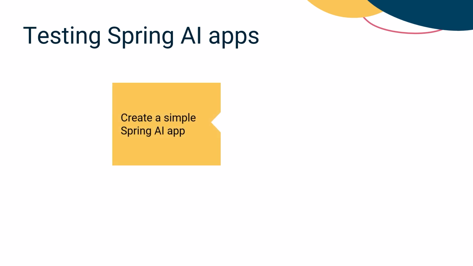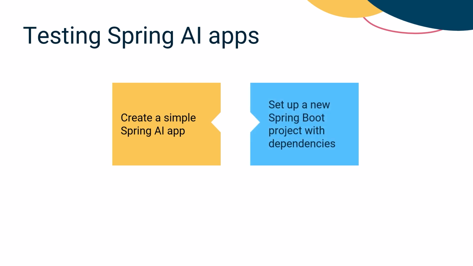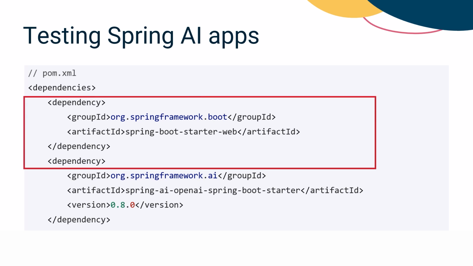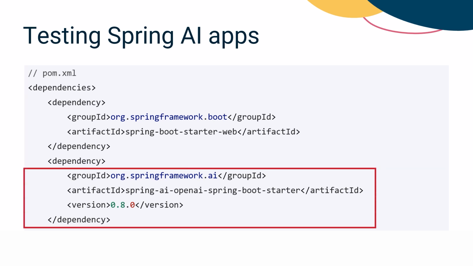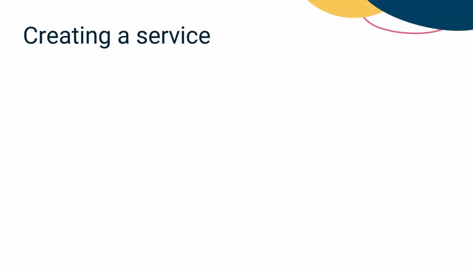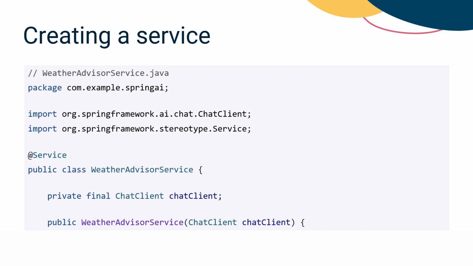To demonstrate how to test Spring AI applications, let's start by creating a simple Spring AI application that uses OpenAI. This will give us something to test later. First, set up a new Spring Boot project with the necessary dependencies. This code snippet sets up a basic Spring AI application by including dependencies for building a web service with Spring Boot Starter Web, integrating OpenAI models with Spring AI, OpenAI Spring Boot Starter, and supporting testing with Spring Boot Starter Test.